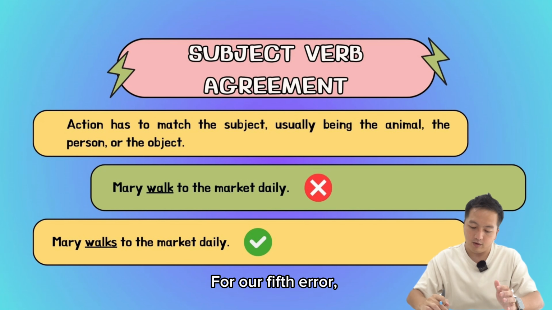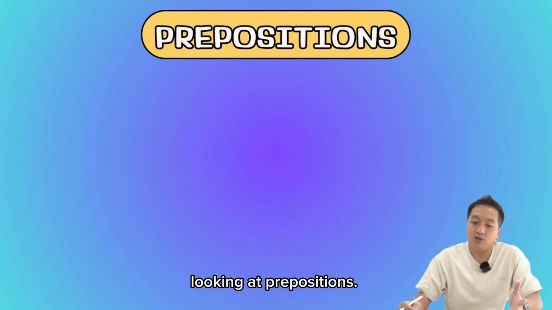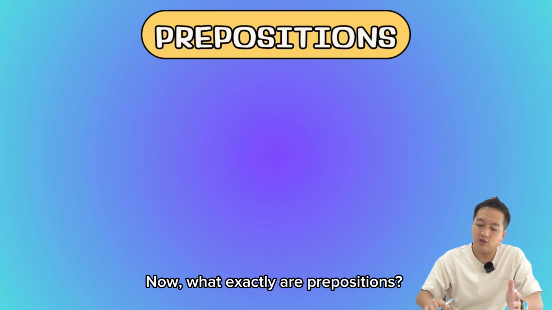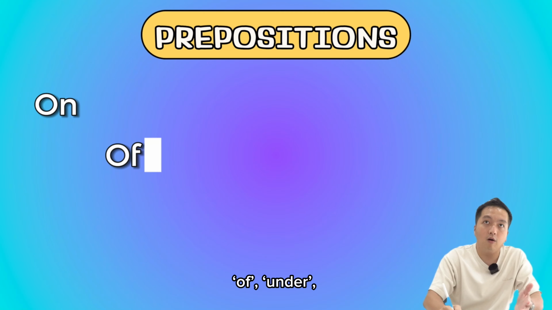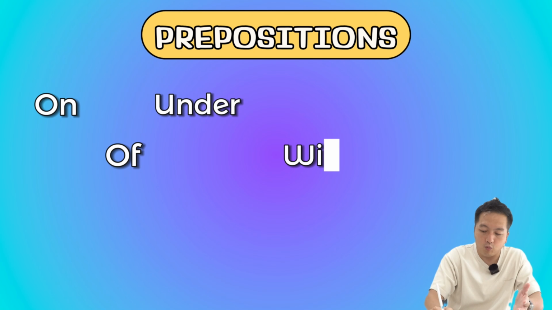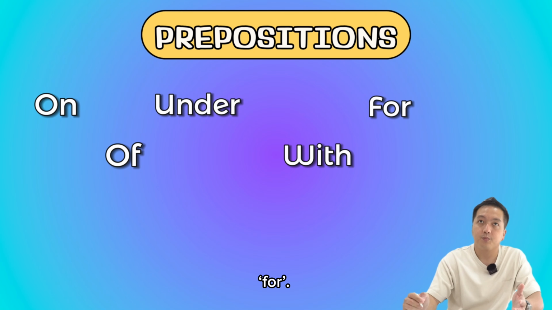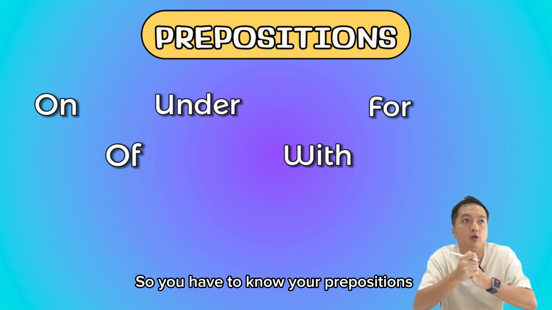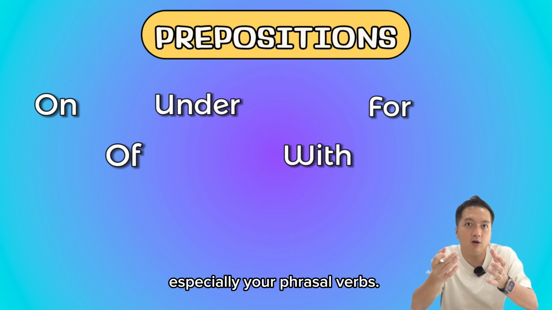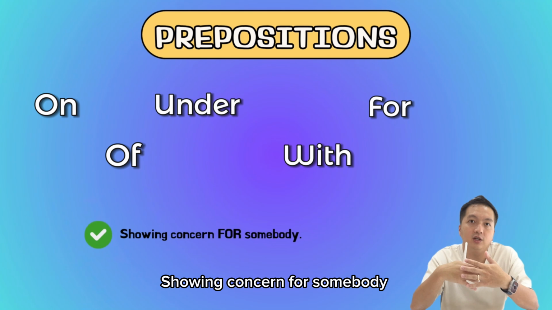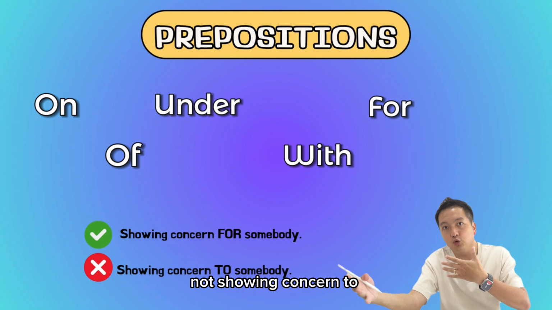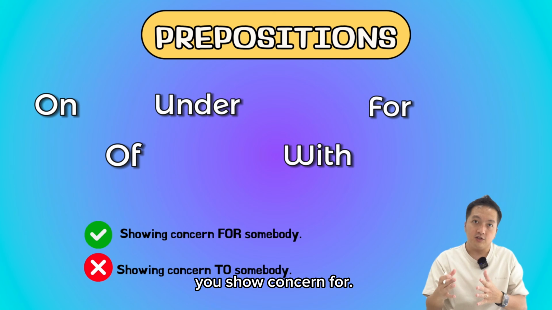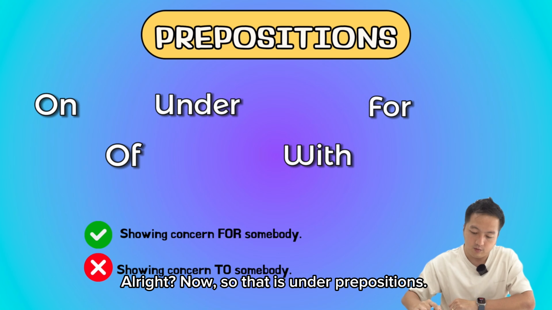For our fifth error, looking at prepositions. Now, what exactly are prepositions? Prepositions are your common ones like on, off, under, with, for. So you have to know your prepositions, especially your phrasal verbs, showing concern for somebody, not showing concern to. You show concern for, alright? So that is under prepositions.